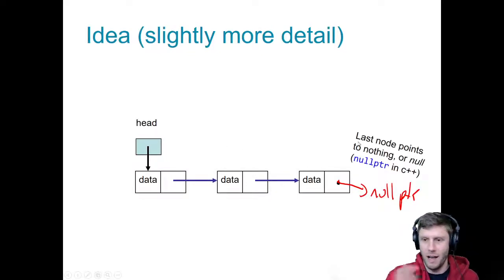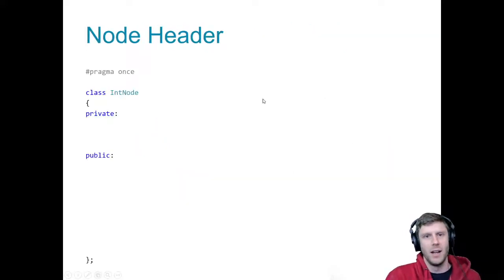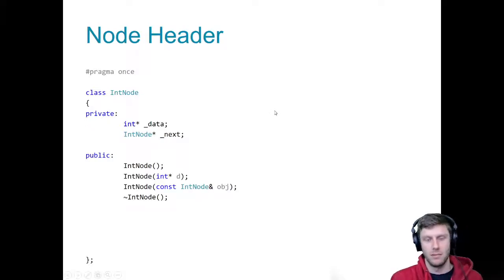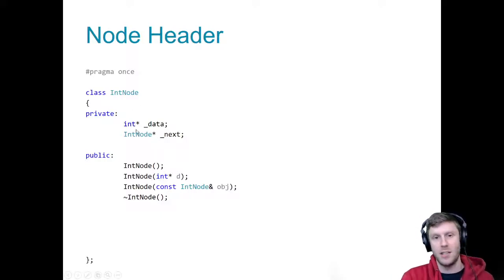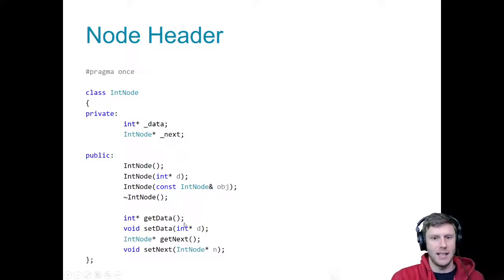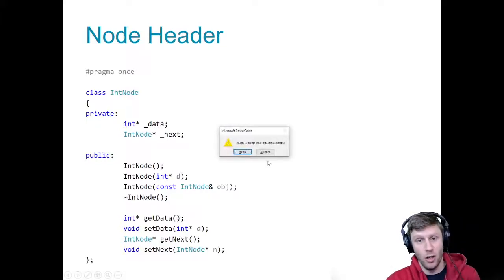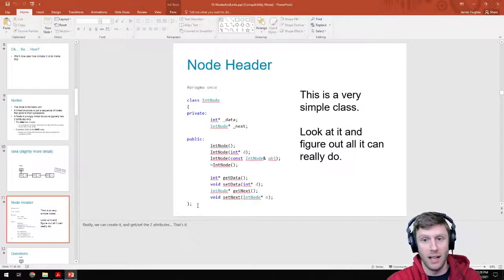Look at that. I've beat myself to the punch this whole time. So here's what we're gonna do. Our node header. I'm gonna make an integer node. It's gonna have an integer pointer. That's gonna be the data. And then we're gonna have an int node pointer, a pointer to something of itself, of the same type. We'll have our constructors, and then we'll have our get data, set data, get next, set next. That's it. Basically getters and setters for these two attributes. That's the whole header.